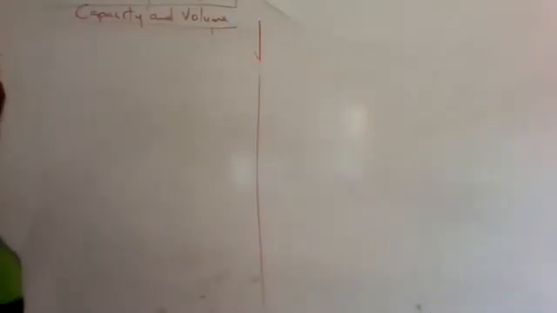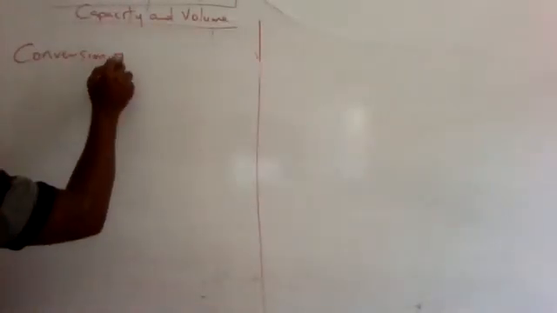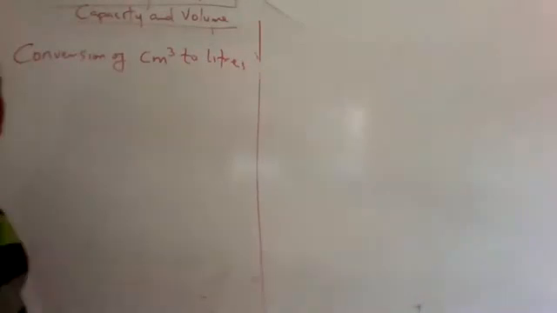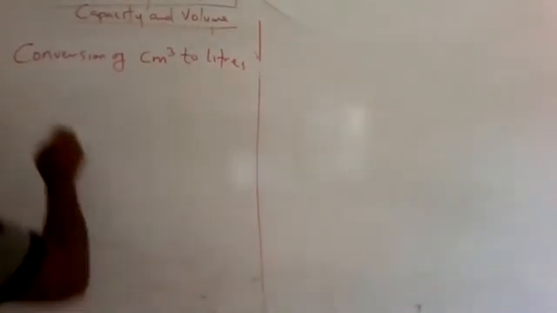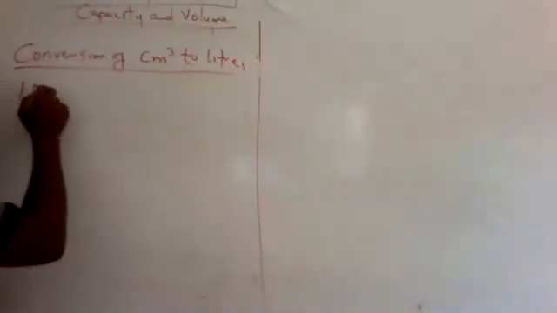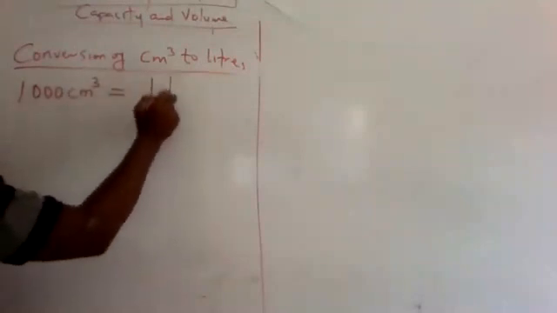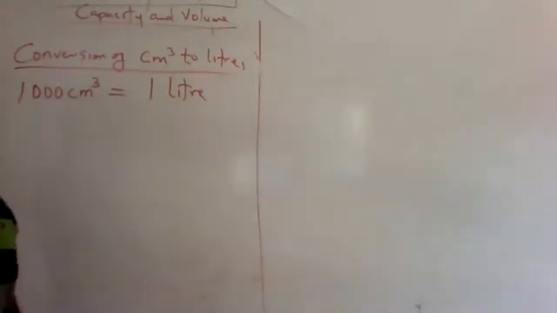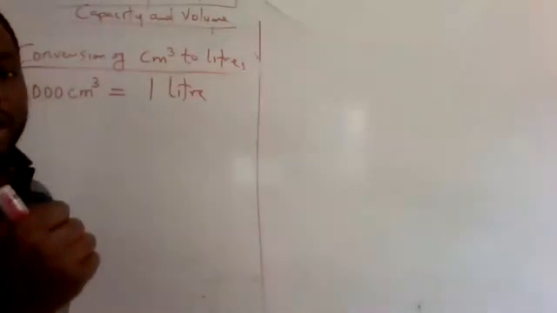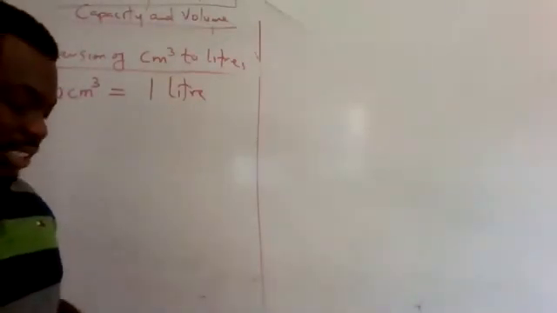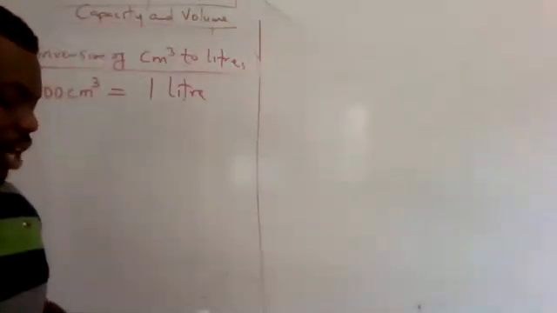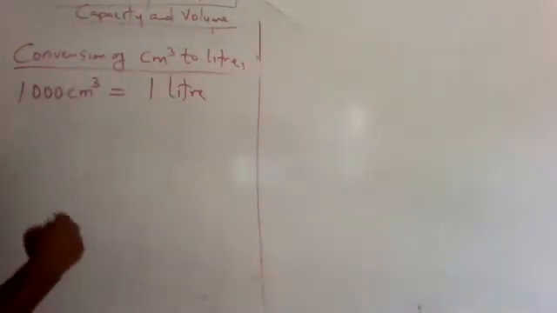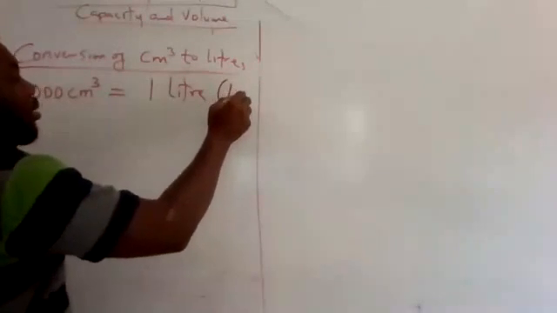Next, conversion of centimeters cube to liters. Now, if you know that word, your centimeters cube, are you following me? 1,000 centimeters cube is equivalent to 1 liter. So for you to have 1 liter of Coke, like your Coke 1 liter bottle, are you getting me? It is also 1,000 centimeters cube. And remember that 1,000 centimeters cube, if you want to still convert it, this is 1 meter.